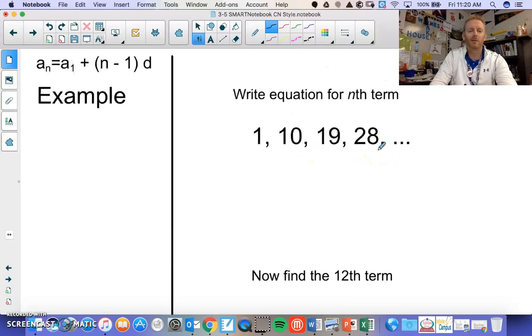So let's check it out. So here's our first sequence. We're going to use the formula to be able to create an equation for the nth term. So I'm going to move this up a little bit.